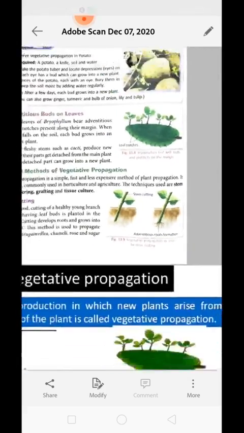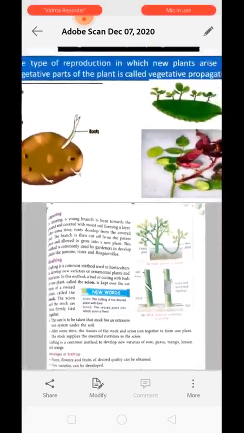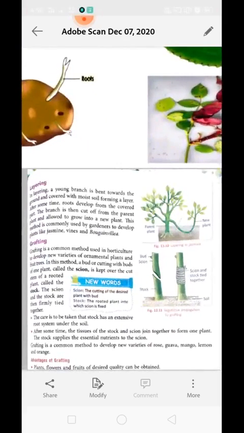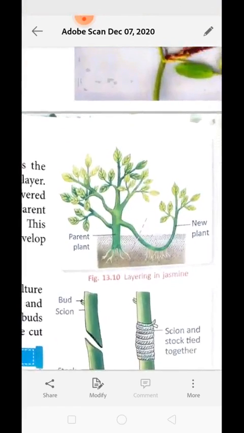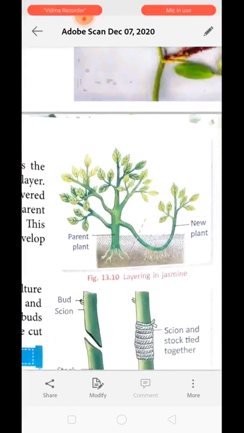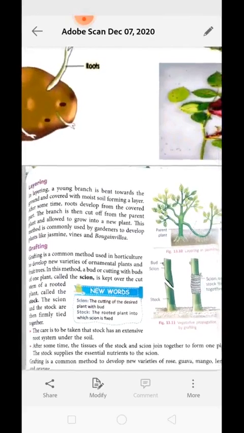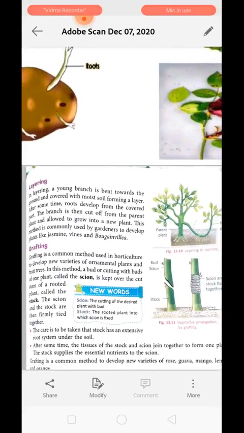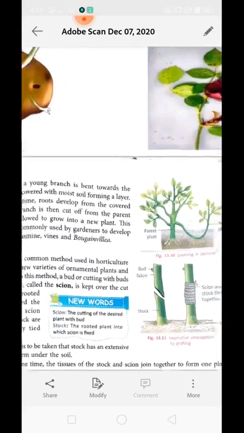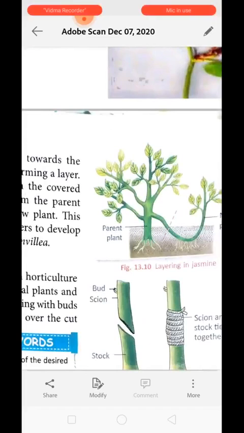Now next is layering. The next method of propagation is layering. Layering is the same as subaerial stem propagation, but what is the difference over here? In a subaerial stem, the branch or stem of the plant grows on its own, but over here we interfere. So in layering, a young branch is bent toward the ground and we cover it with moist soil, forming a layer over it.